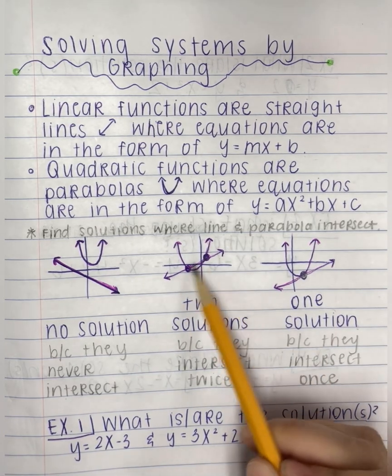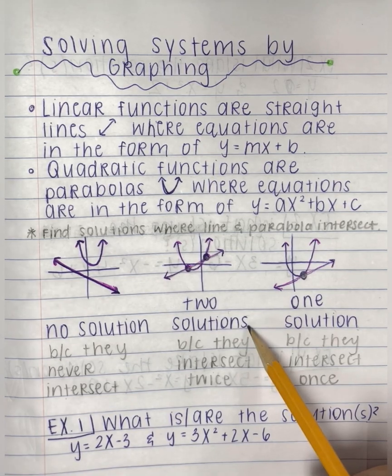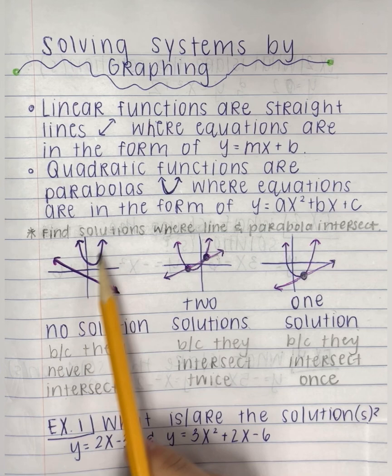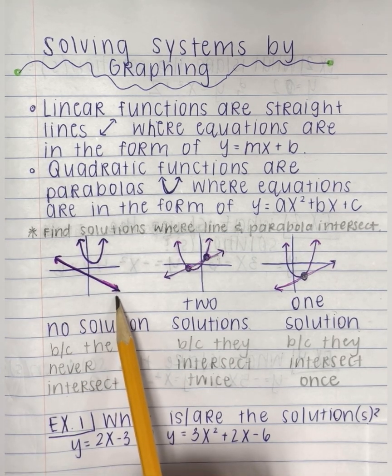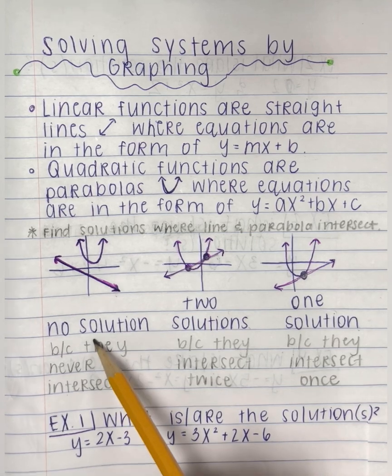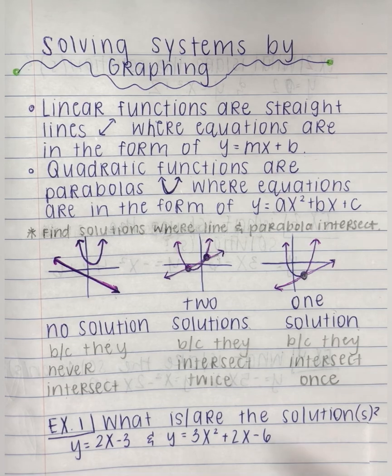If they intersect or touch each other two times, then they have two solutions at the two places where they intersect. And if they never intersect at all, something like this where they're never going to touch each other, then there is no solution, okay? So let's look at our first example down below.